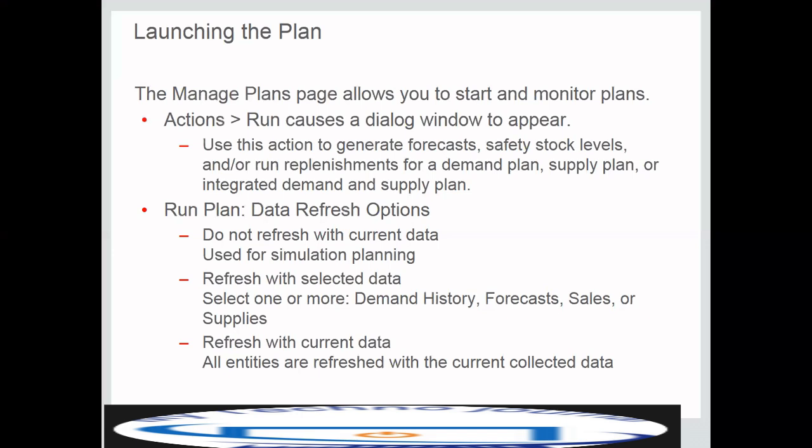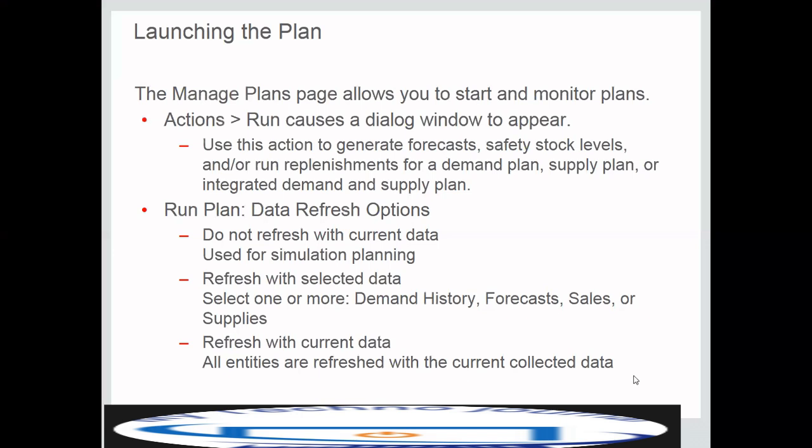Do not refresh with current data: this is used for simulation planning. Refresh with selected data: you can select any one of them, either the demand history, forecast, sales, or supplies. You can optionally select all four, or selective data, if I want to refresh only this data and all the other data should be as per the earlier collected data. And refresh with current data: all entities are refreshed with the current collected data.